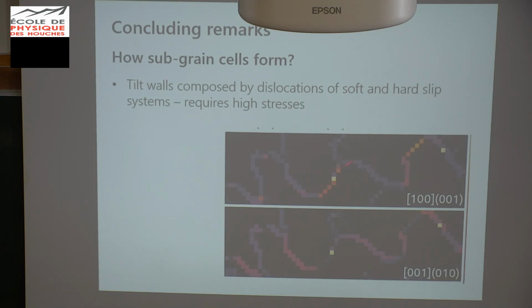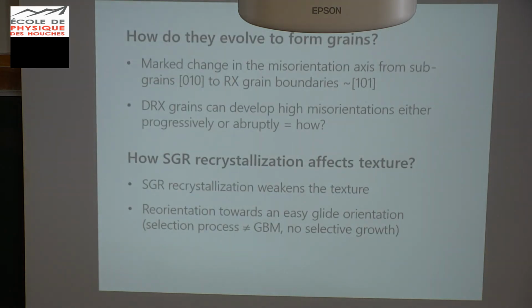because subgrain rotation usually operates at low temperatures, in our case, but also high strain rates, because it requires high stresses. So how do they evolve to form grains? Okay, we found a marked change in the misorientation axis from the subgrains that have a maximum in 010 to recrystallization grain boundaries that sometimes have a maximum here, but they're also in other directions.